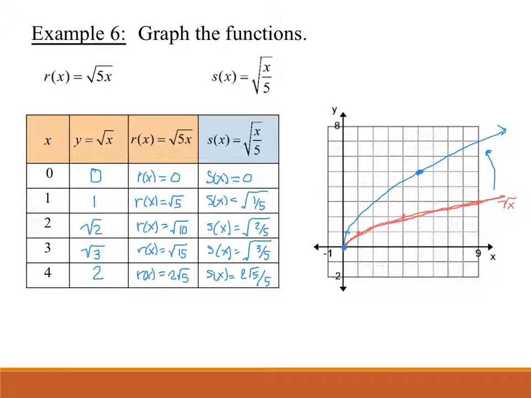So now we look at s of x and we say the same thing. Suppose x is 5. Well, if x is 5, we have the square root of 5 over 5, which is 1, and the square root of 1 is 1. So when we come over to 5, 1, 2, 3, 4, 5, we're at 1. And here I'm going to put this in black. So we start out at 0 here, but now we're going to go at 1 here, right?